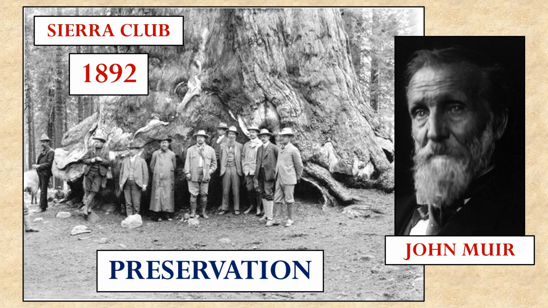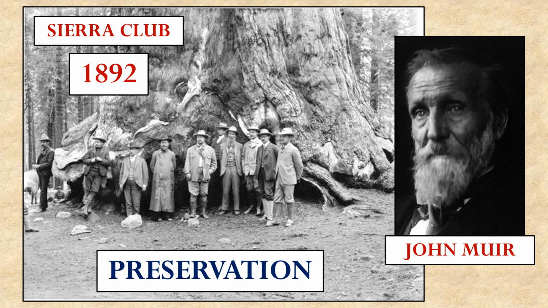One of the great advocates of preservation was a man named John Muir. He was a man who wrote poetry and prose about the beauty of nature. His books are still available today. Many people read them that love the natural world. He founded the Sierra Club in 1892, an organization to fight for preservation of the environment.